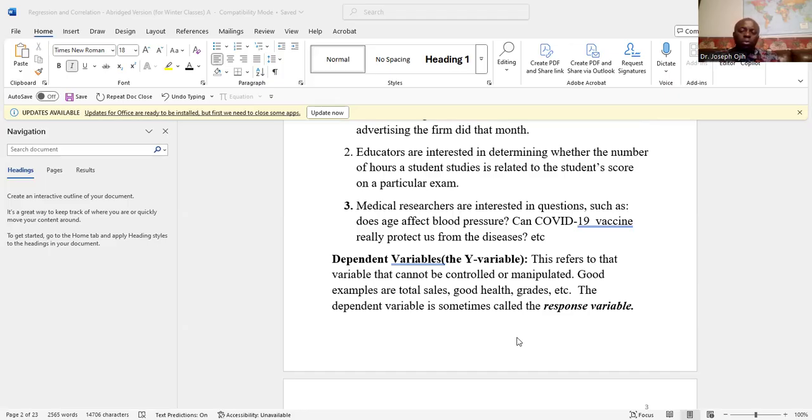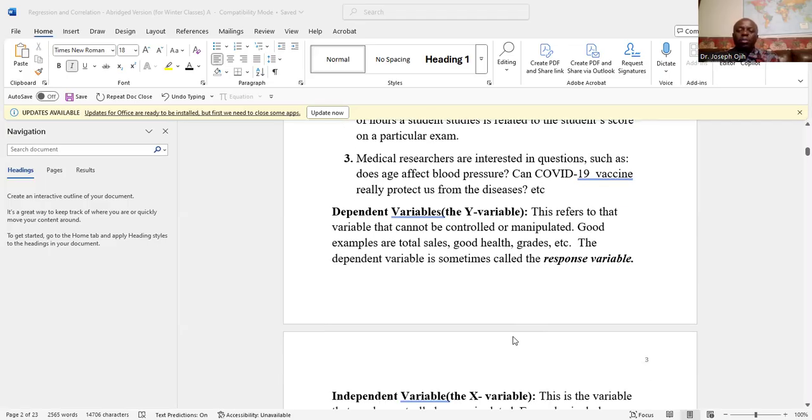Now, as we do these calculations that involve correlation and regression, we have to take note of two main variables. The first one is the dependent variable, otherwise known as the Y variable. The dependent variable, or the Y variable, means the variable that cannot be controlled or manipulated. So the researcher has no control over this variable.